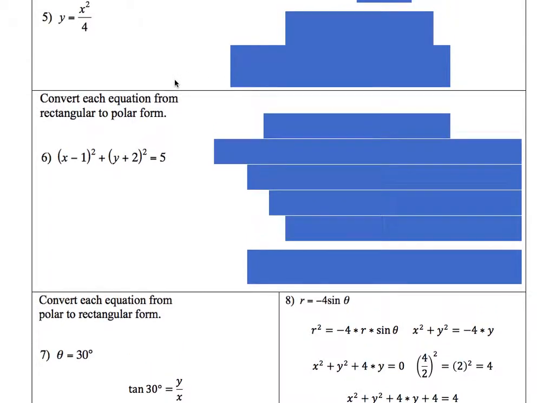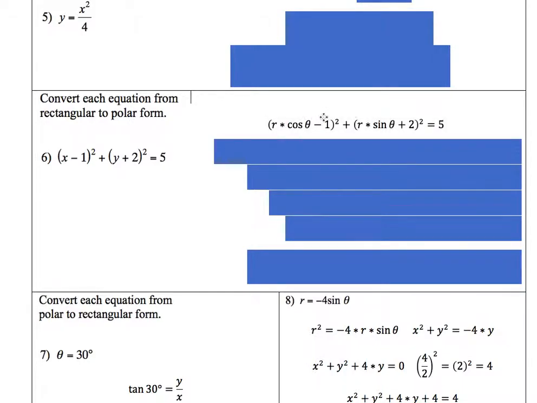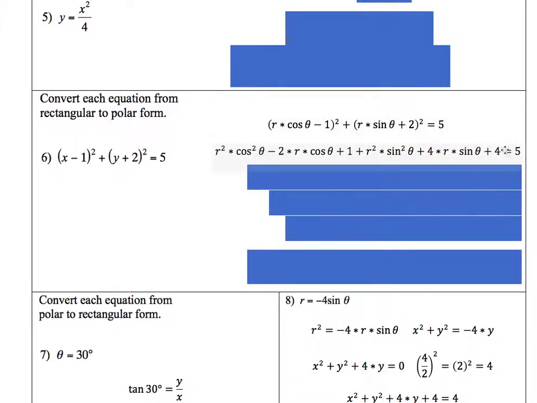Number 6, convert each equation from rectangular to polar form. So this is going to be a lot of work, guys. I've got to replace my x with r times cosine theta and my y with r times sine theta. Okay, so I've replaced my x's and my y's. But then I have a binomial here that's squared and a binomial here that's squared. I need to FOIL or box everything, and I get it all written out here.